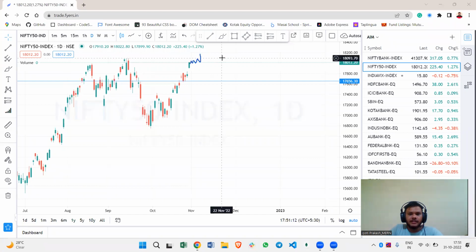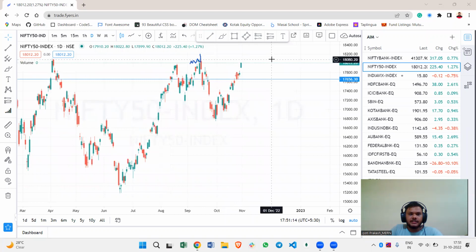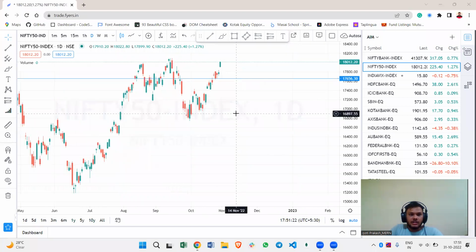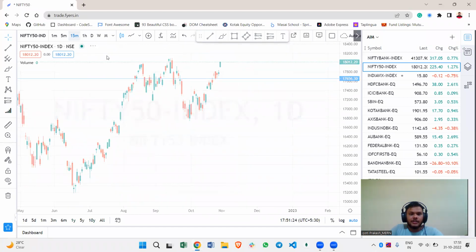Then you can take a trade for buying, and your first target will be 18,100, and your second target you can set to 18,150 to 18,200. But for now, if it opens flat or opens gap up, you can take a trade for buying.